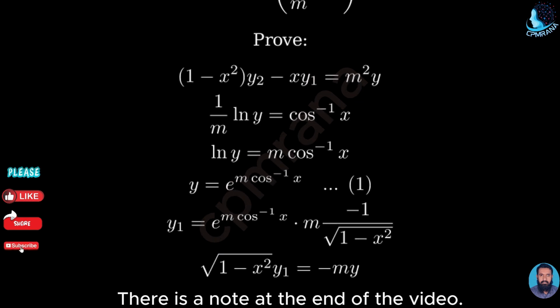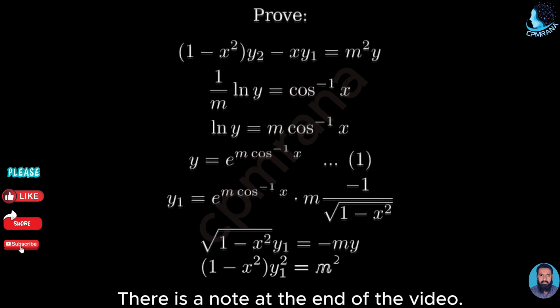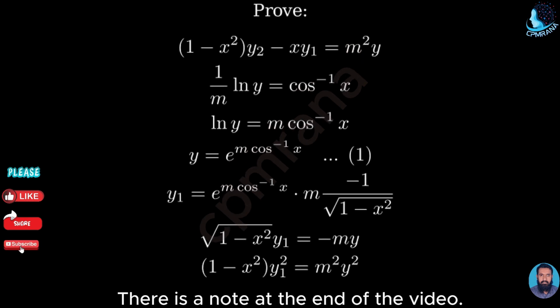Notice that the first term is just y from equation 1. So we can write this as the square root of 1 minus x squared times y sub 1 equals negative my. Let's square both sides of this equation. This gives us 1 minus x squared times y sub 1 squared equals m squared y squared.